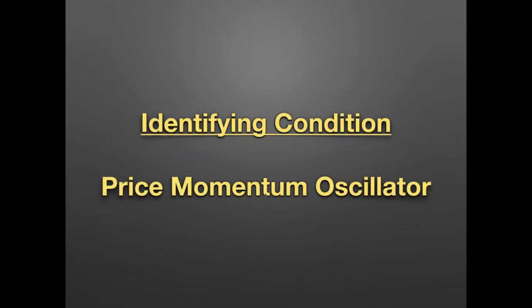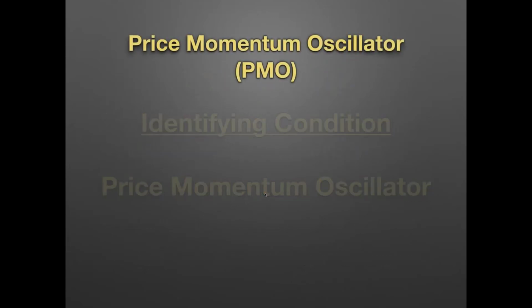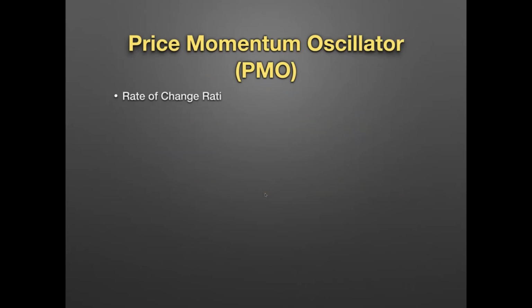So let's identify conditions using that price momentum oscillator. Let me tell you about it a little bit. It's a rate of change ratio, similar to the MACD in that it is rate of change. You can use it for historical comparisons. You can compare the PMO on the monthly chart from 10 years ago, and you're still going to be able to see what's going on with the PMO.